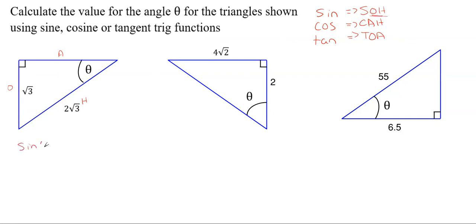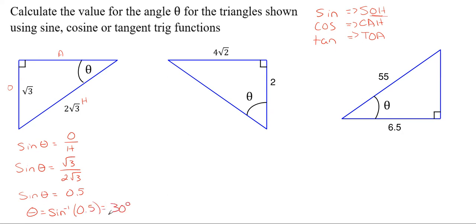So the sine of theta is equal to my opposite over my hypotenuse. So the sine of theta is equal to square root of 3 over 2 square roots of 3. So my sine of theta would just be, well, this comes out to be just a half. So theta would be the sine inverse of 0.5, which gives me 30 degrees for my angle right here. So there's one of my triangles done. Now let's move on to the other one.